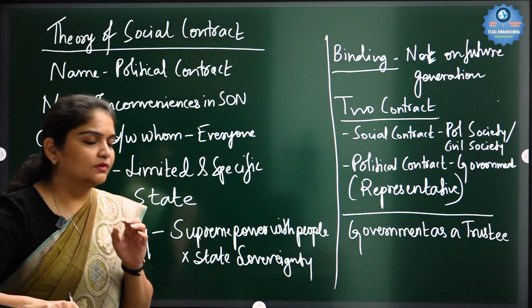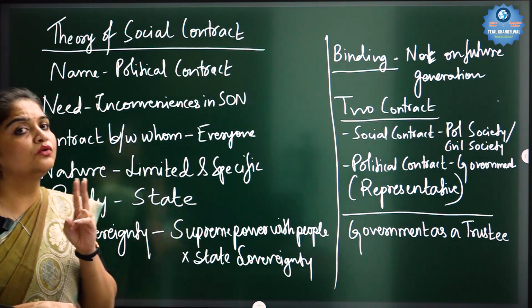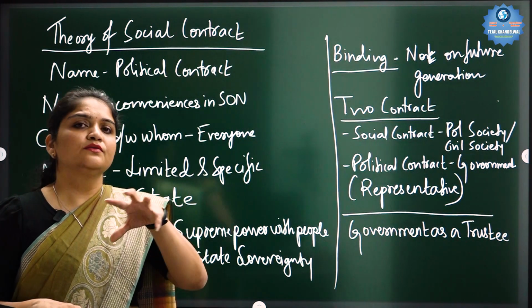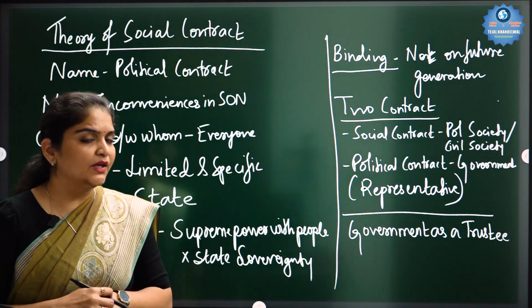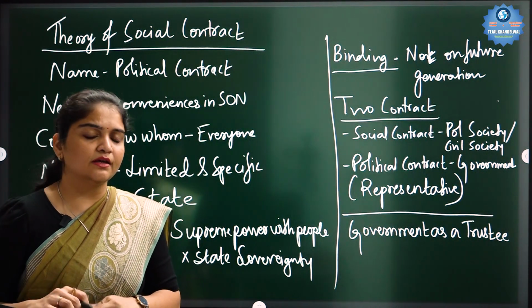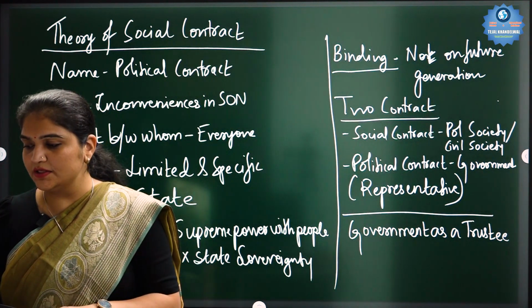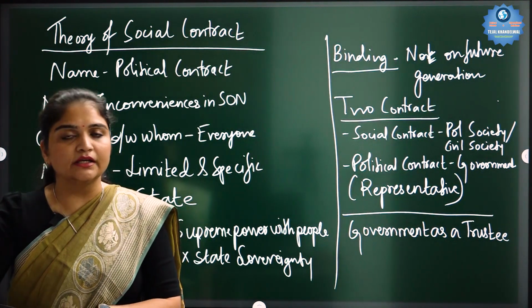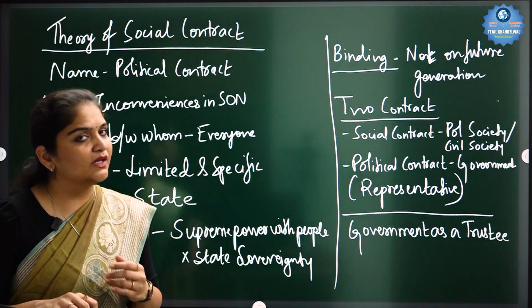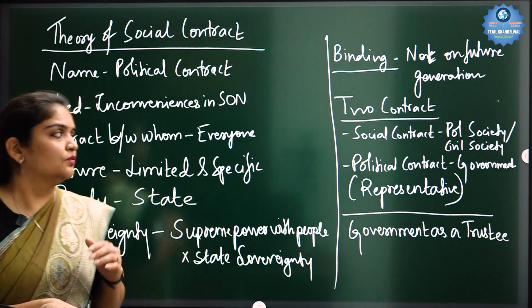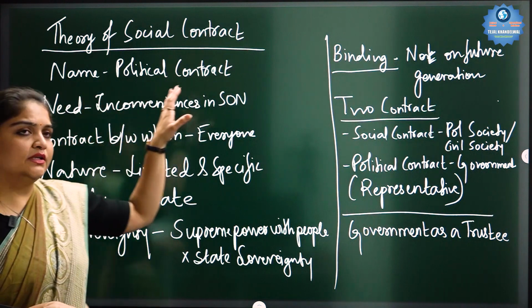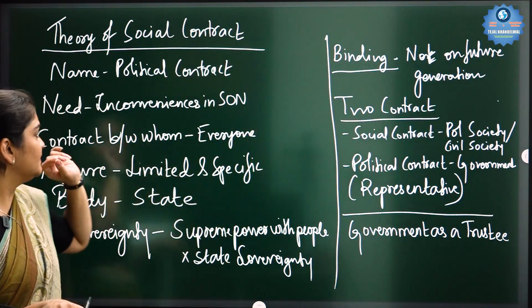Fine. So we also see that there are two contracts. In the first contract, for him, political society or civil society is being created. And in the second contract, what is he doing? He is creating government also, which becomes like a trustee. So it is more like a political contract, we can say.